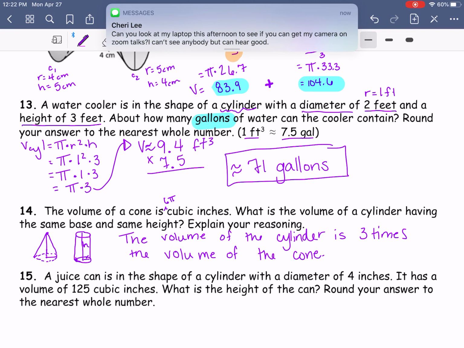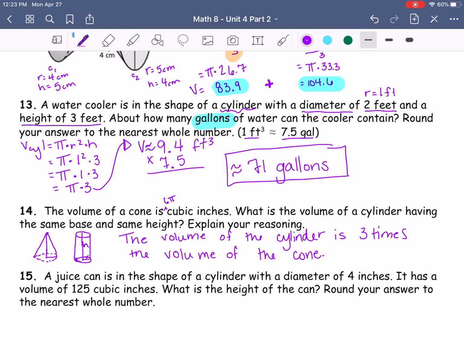All right, last problem. A juice can is in the shape of a cylinder with a diameter of 4 inches. Okay, cylinder, diameter of 4 inches. It has a volume of 125 cubic inches. What's the height of the can? Round your answer to the nearest whole number. Okay, so it's a cylinder, so pi times the radius squared times the height. We know diameter is 4 inches, so radius is half of that, so our radius is 2 inches.